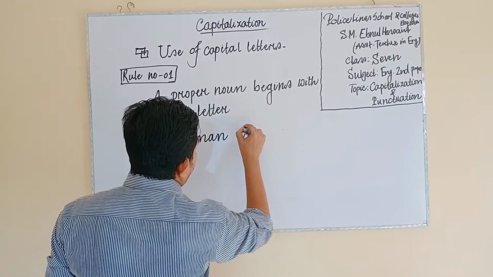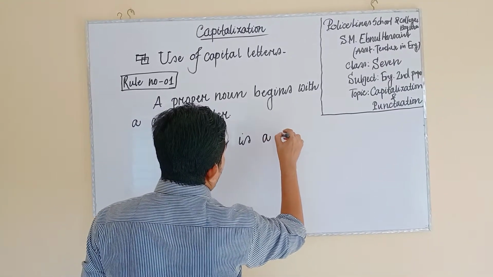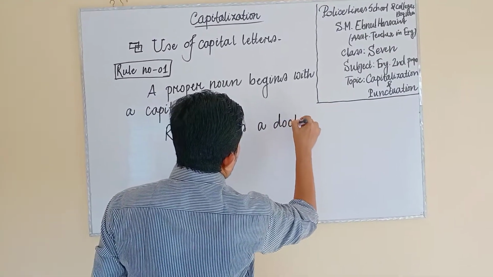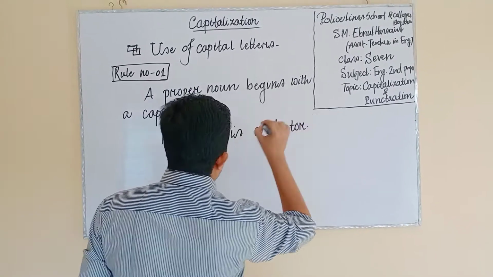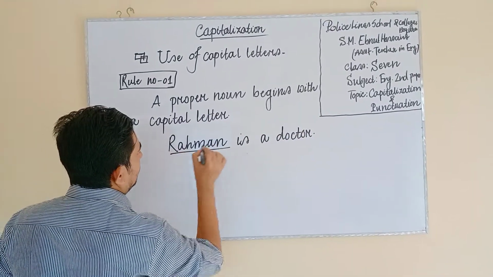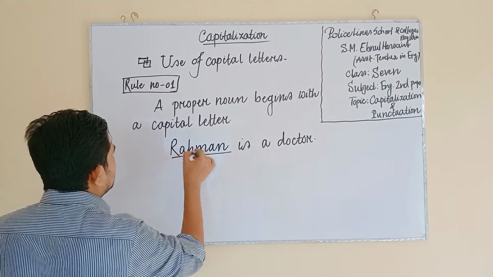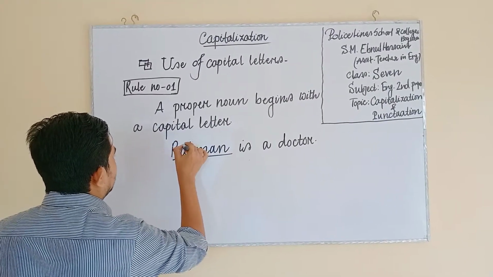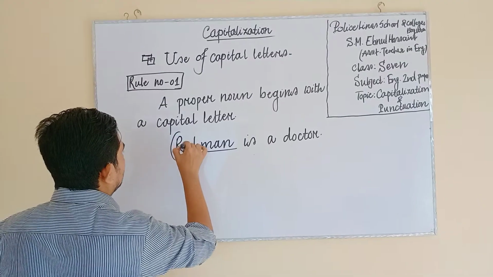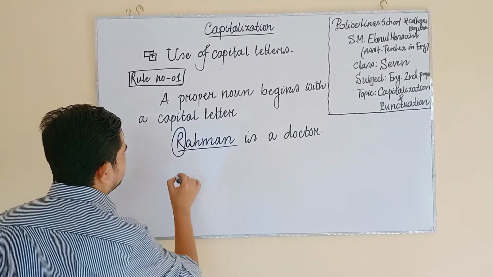Rahman is a doctor, as this is the name of a particular individual. So this is the proper noun, and the proper noun begins with the capital letter R.